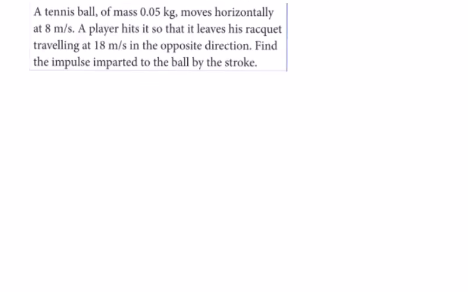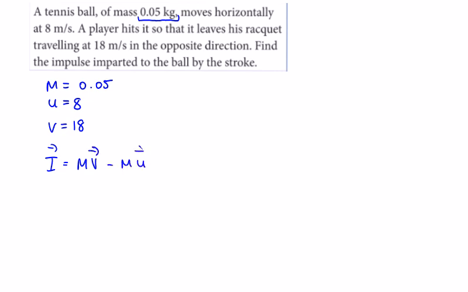Now I'm going to do this one incorrectly at the beginning, just to show you the mistake not to make, which I think if you make the mistake at the beginning you won't make it again. So tennis ball, m is equal to 0.05, and it moves horizontally at 8, so u is equal to 8, then it's hit, and v is equal to 18. So your instinct might be to write down your formula first, mv minus mu, and just sub in 0.05 times 18 minus 0.05 times 8, which would be 0.9 minus 0.4, which would be 0.5.